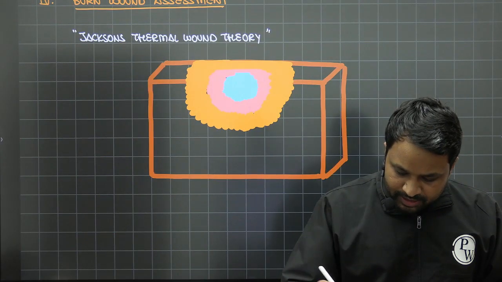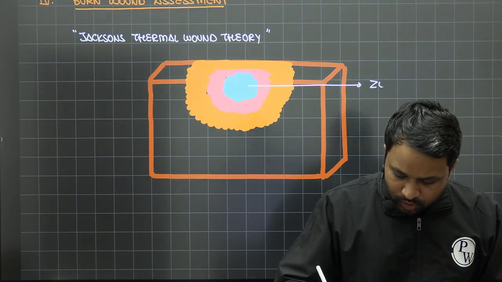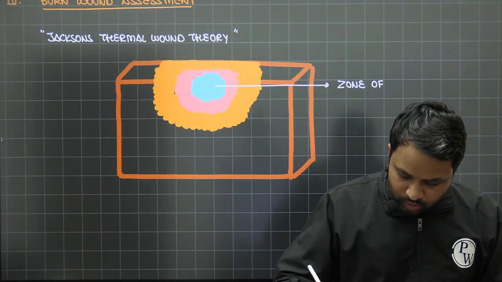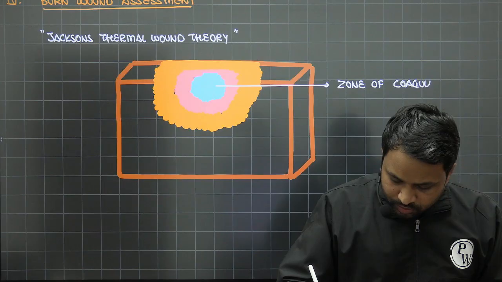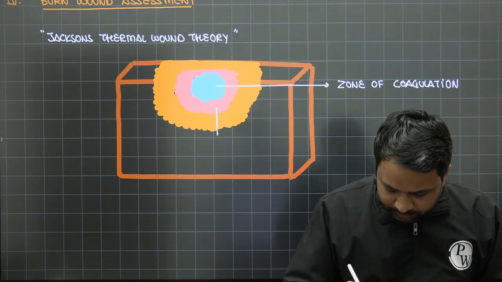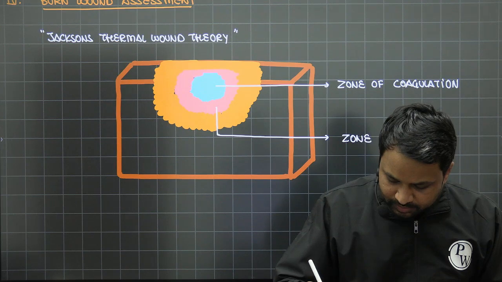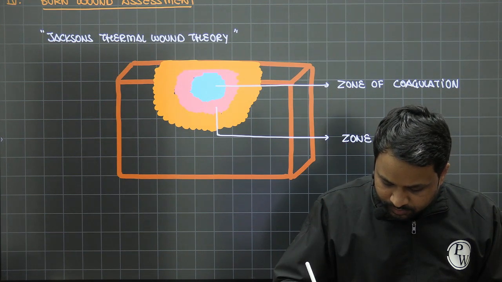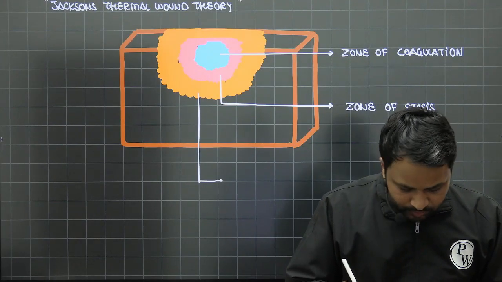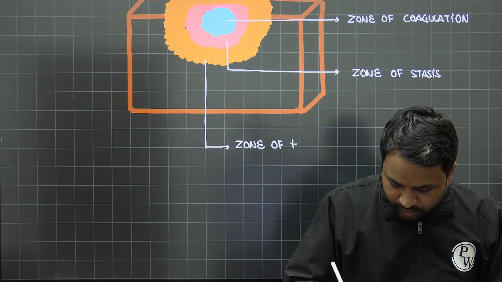Now the zone which is present right dead in the center, this is what we call the zone of coagulation. The second, that is the in-between zone that is present here, this is what we call the zone of stasis. And the last zone that we have created here is what we call the zone of hyperemia.